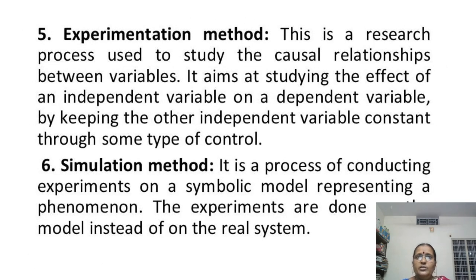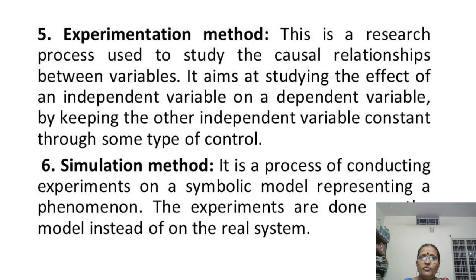So the other methods of collecting the primary data are, the first one is the experimentation method. This is a research process used to study the causal relationship between variables. It aims at studying the effect of an independent variable on a dependent variable by keeping the other independent variables constant through some type of control. Next one is the simulation method.